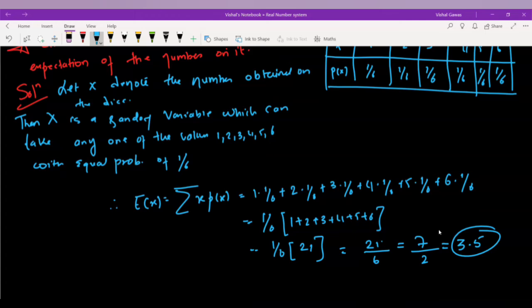So we'll solve more examples, but before that, we'll take some theorems, right?